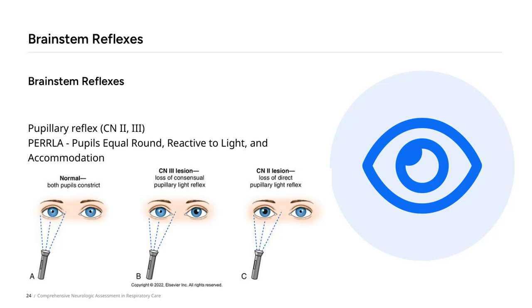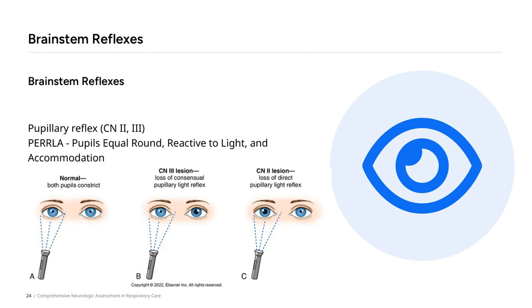Let's talk about the pupillary reflex, which involves cranial nerves II and III. This reflex helps us assess the functioning of the brainstem by observing how the pupils respond to light. When we shine a light into one eye, both pupils should constrict equally, which is a good sign of normal neurological function. We often use the acronym PERRLA to remember this assessment. Pupils are equal, round, reactive to light, and accommodation. This means the pupils should be symmetric in size, perfectly round, and should constrict when exposed to light. Additionally, they should accommodate or adjust when focusing on near objects.